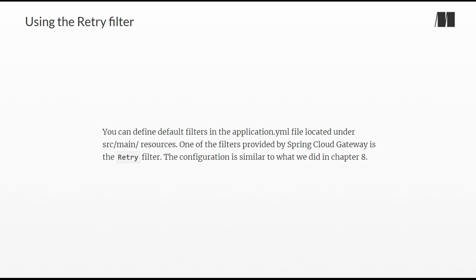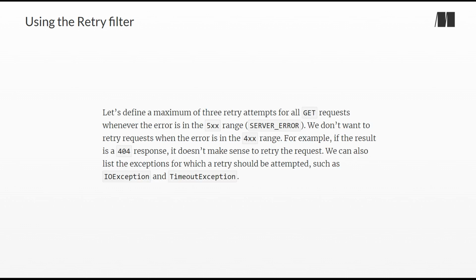The configuration is similar to what we did in Chapter 8. Let's define a maximum of 3 retry attempts for all GET requests whenever the error is in the 5xx range, SERVER_ERROR. We don't want to retry requests when the error is in the 4xx range. For example, if the result is a 404 response, it doesn't make sense to retry the request. We can also list the exceptions for which a retry should be attempted, such as IOException and TimeoutException.